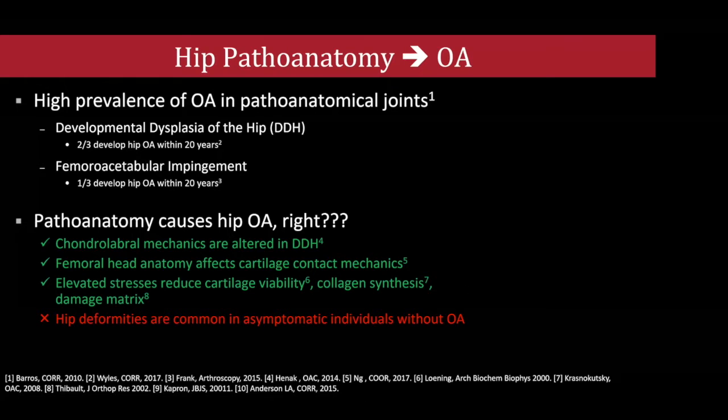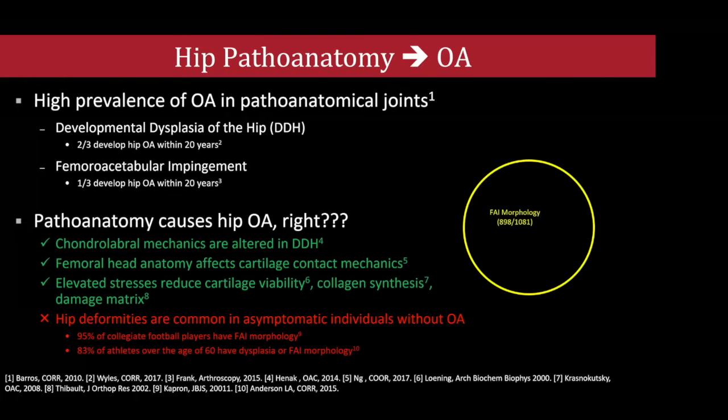One piece is that hip deformities are very common in asymptomatic individuals without OA. Referencing Lucas Anderson's study, a fantastic study done about 6 years ago, they x-rayed several hips from senior athletes competing in the Senior Olympic Games. Out of over 1,000 hips, roughly 83% had FAI morphology, with most not having any indication of radiographic OA, which we can see here. There were some cases of dysplasia, but most of those overlapped with FAI morphology.